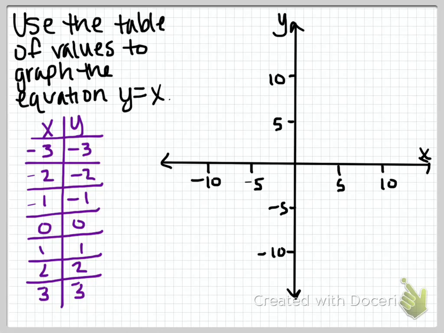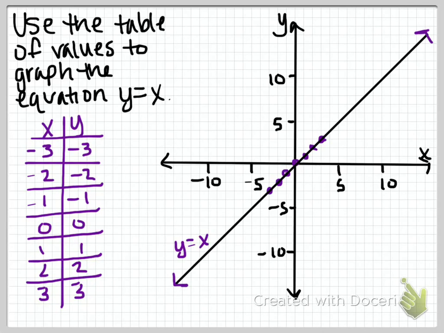Once you have your graph made, now we're going to plot the points. So the first point is -3, -3. So I just plot that point, and so on. You should have points that look like they form a straight line. We're going to go ahead and connect these dots because we're worried about all the values in between the whole numbers as well, not just the whole numbers. And then put an arrow on that line and write your equation to label the line y equals x.